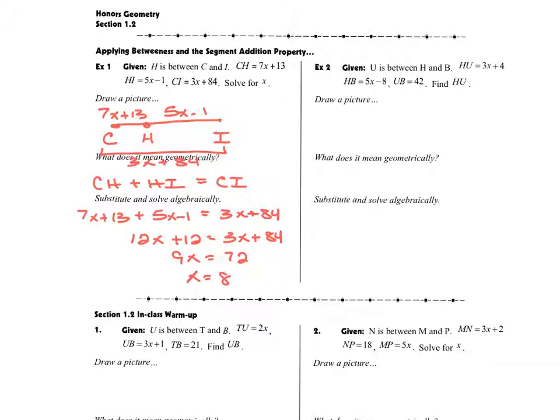Once I have that geometric equation, the next thing that I can do is just substitute. CH I can read from my picture is 7x plus 13. HI from my picture is 5x minus 1. And CI from my picture is 3x plus 84. So from here, I've just got some quick little algebra to do. So I've got 12x plus 12 equals my 3x plus 84. Continuing with my solving, I've got a 9x here. Subtract that 12, that's going to give me a 72. So my x is going to be 8.